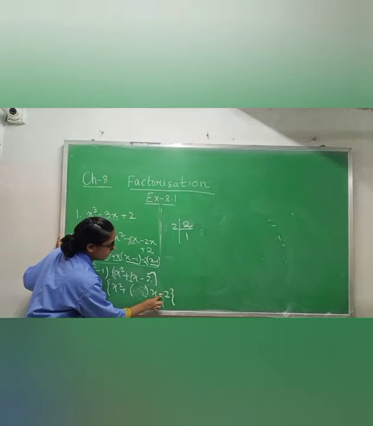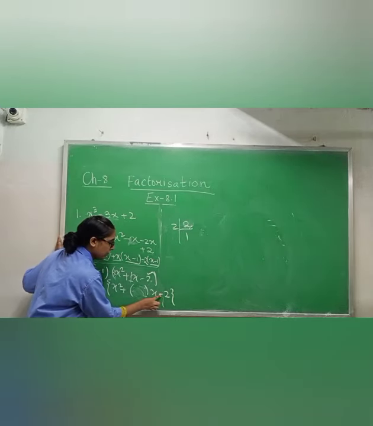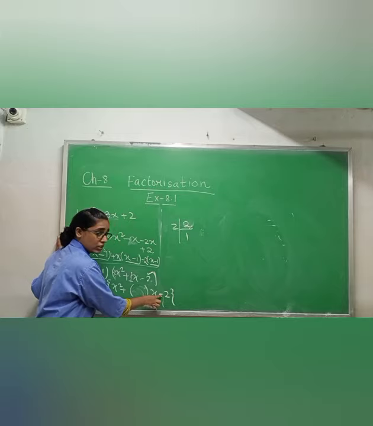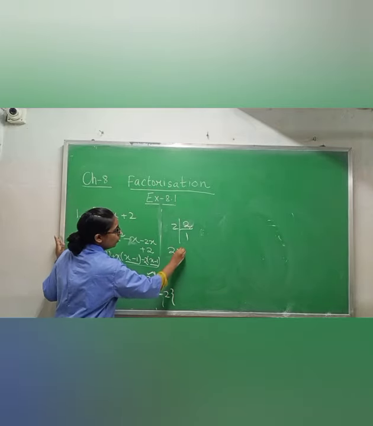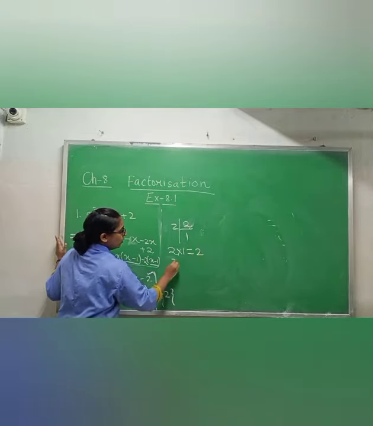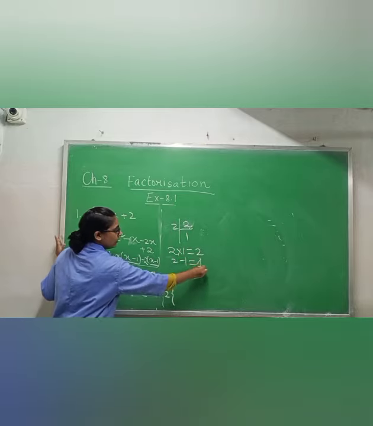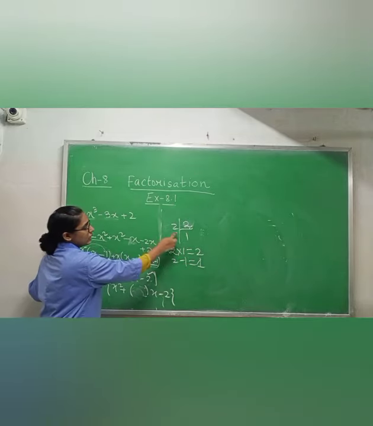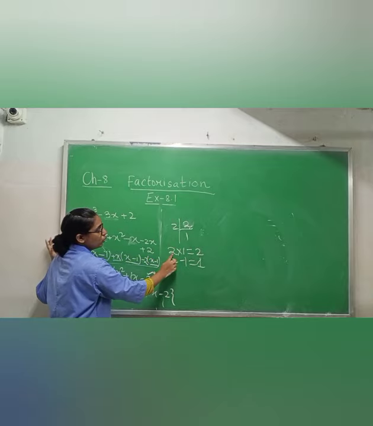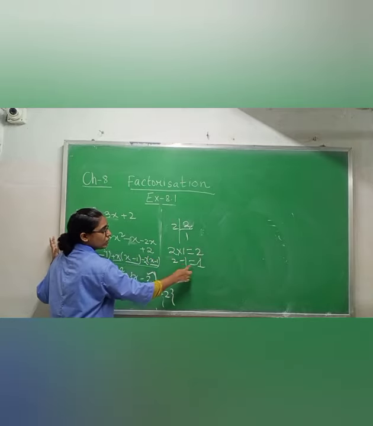Which sign will you see? This sign, whatever sign it has, maybe plus or minus. Here in this question it is minus, means 2 into 1 is 2, and 2 minus 1 will give you 1. Because in the LCM I am getting 2 and 1. So 2 into 2 is 2, 2 minus 1 is 1.